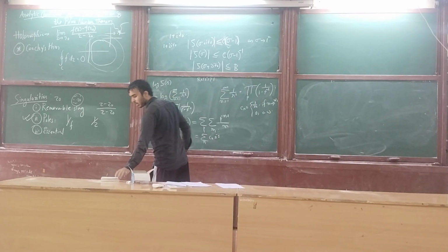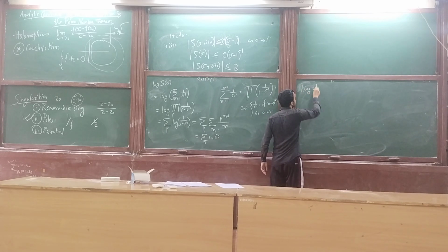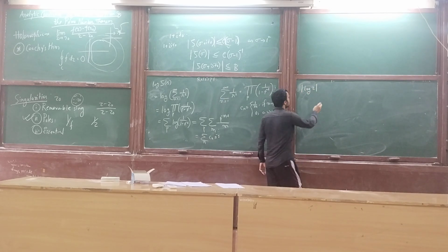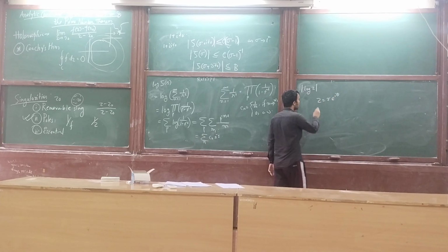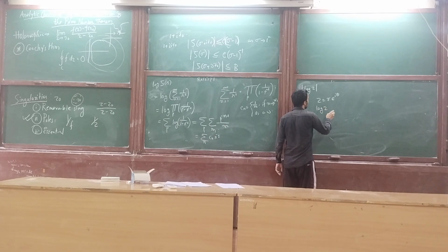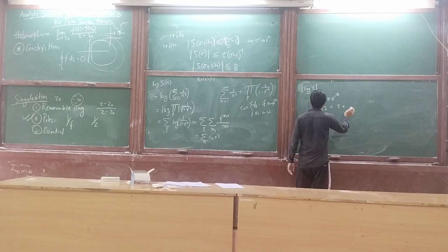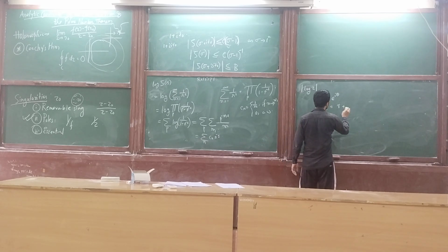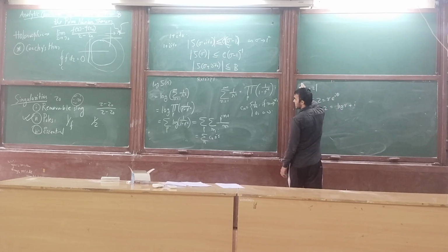Now what is mod of the logarithm? We need mod of log, right? So mod of log of z, say. So you have z equal to r e to the power i theta. This is just log r, say.